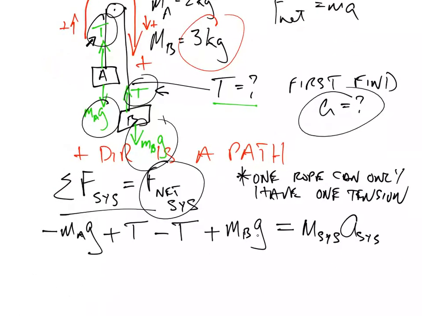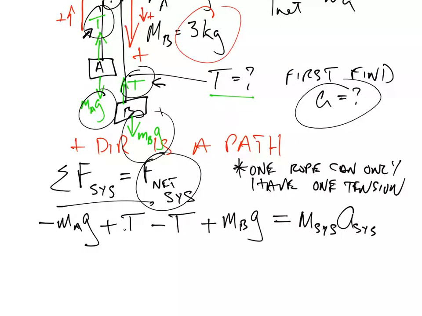Okay, so where does this get to? Well, we can cancel out these t's. They cancel each other out, and we're left with mag negative here and mbg here. But we can factor out a g, and we can rewrite it as mb minus ma times g. Okay, so I just factored out a g.